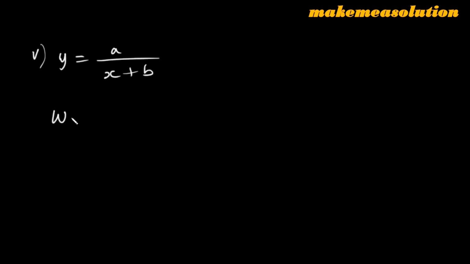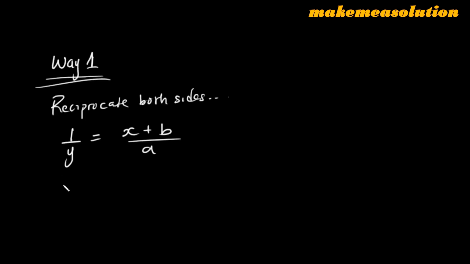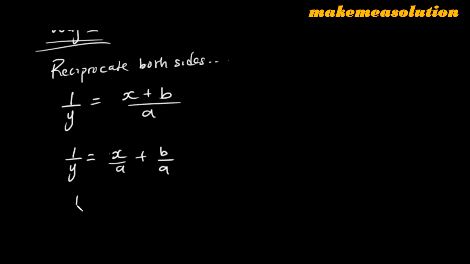So actually there are different ways of doing it. So way one is, if I take the reciprocal of both sides, taking the reciprocal of both sides will give me 1 over y is equal to x plus b divided by a. And by the principle of additive distribution of fractions, you have 1 over y is equal to x over a plus b over a. Okay, so you can see now at this point, you can still see this as 1 over y is equal to 1 over a, then x, then plus b over a.